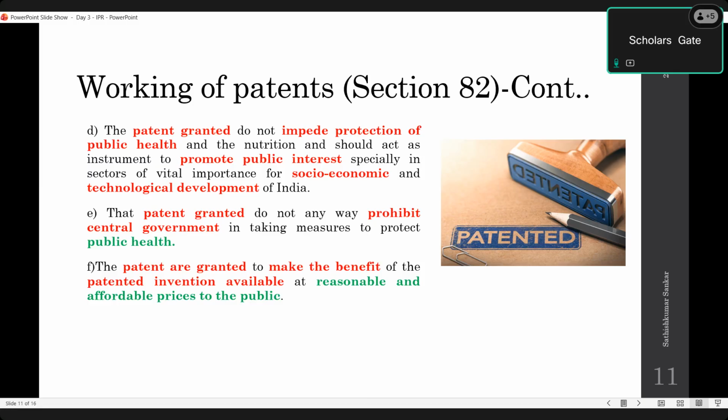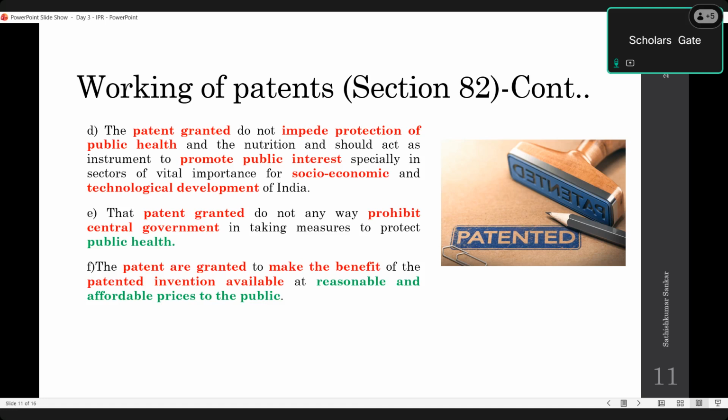So what is the use of a granted patent? It promotes the public interest and socio-economic and technological development. Once the patent is granted, it is not a guarantee for the protection of public health. Different factors play a vital role. So the meaning of a granted patent is that it promotes public interest and enhances socio-economic and technological development. That's all. The patent granted does not in any way prohibit the central government from taking measures to protect public health.